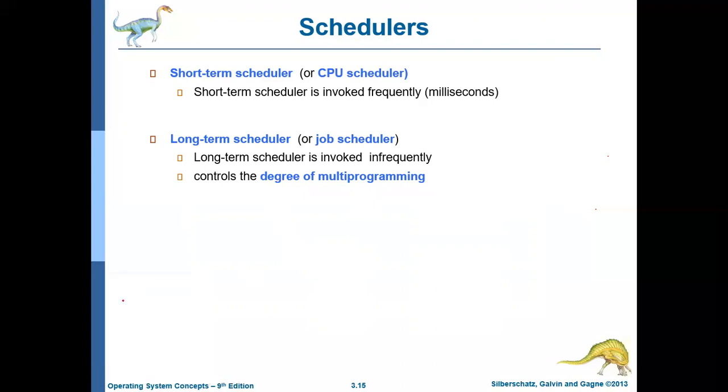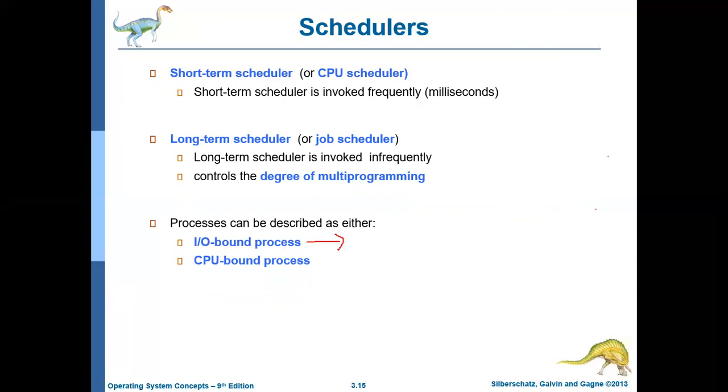In some cases there may be a third type of scheduler, which is called the medium-term scheduler. Before going to the medium-term scheduler, let us discuss something else. A process can be of two types: either an IO bound process or a CPU bound process. What is an IO bound process? An IO bound process spends most of its time in IO operations.